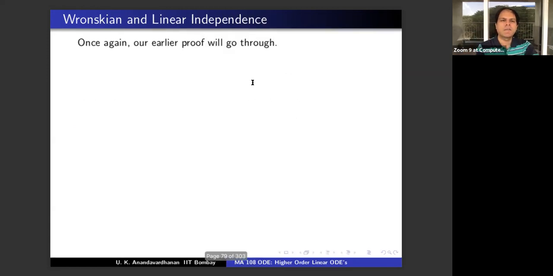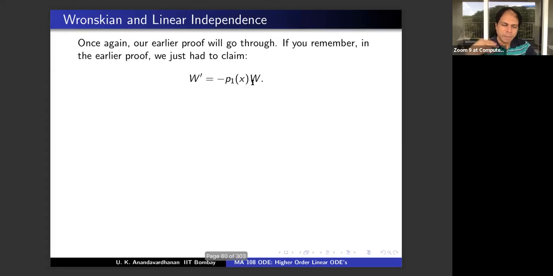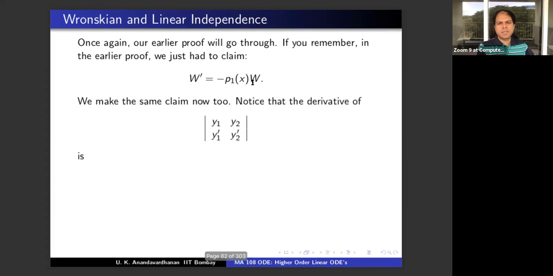Exactly the same strategy will work. So once again, our earlier proof will go through, but because there are n things, I will write it a bit more systematically. We have to claim that W prime is equal to minus P1 times W. We make the same claim here. W prime is minus P1 times W.